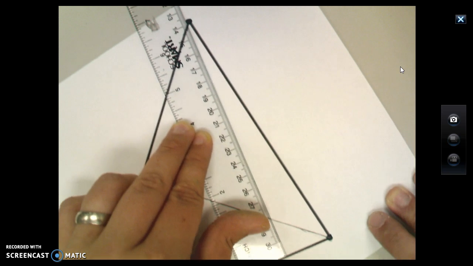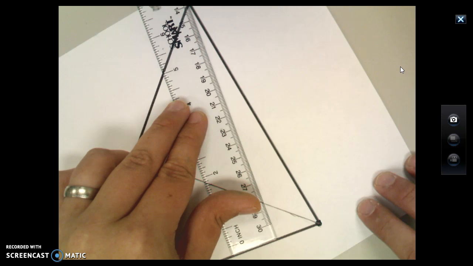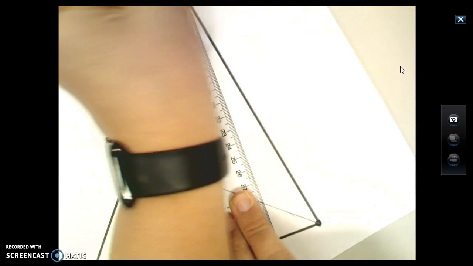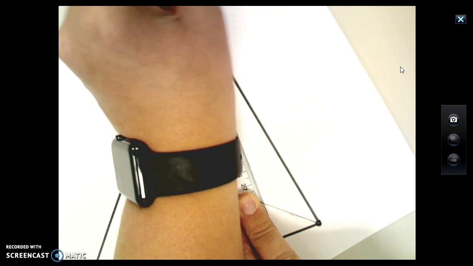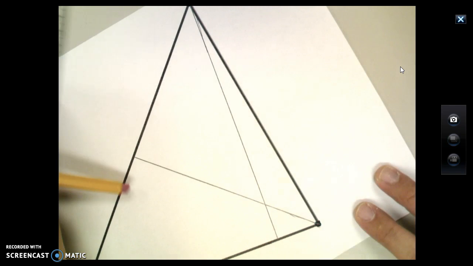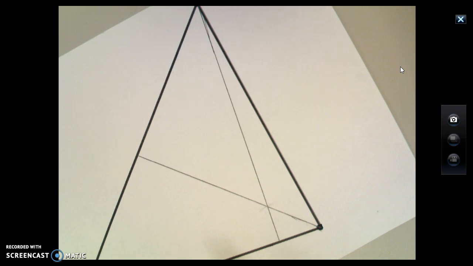I'll pull down to show you. So right there, that particular segment, maybe I need to move it more to the center. This is going to be my altitude. And so, keeping that ruler in place so that you don't make a mistake, you draw in your altitude. Now, I can assure you that when I draw my third one, it will probably go through this point. And if it doesn't, there will be a problem.